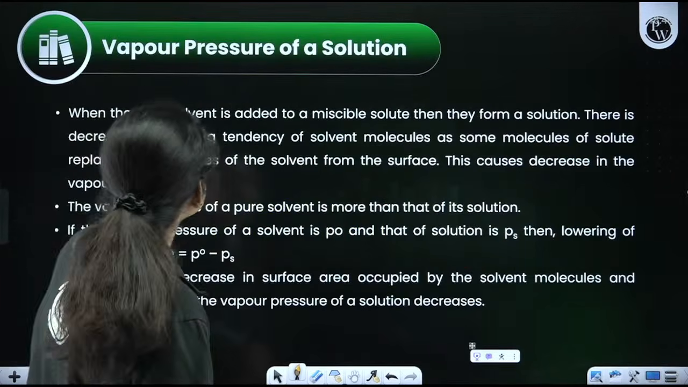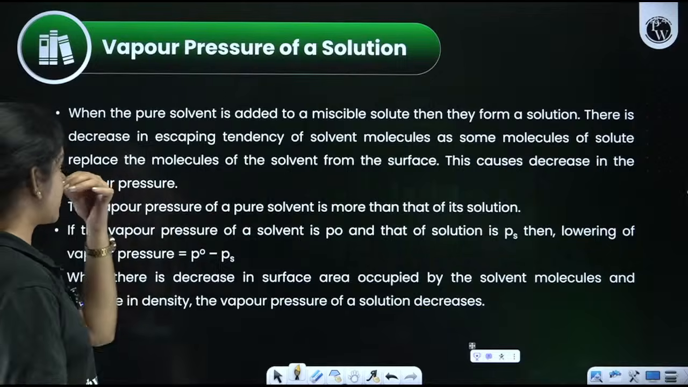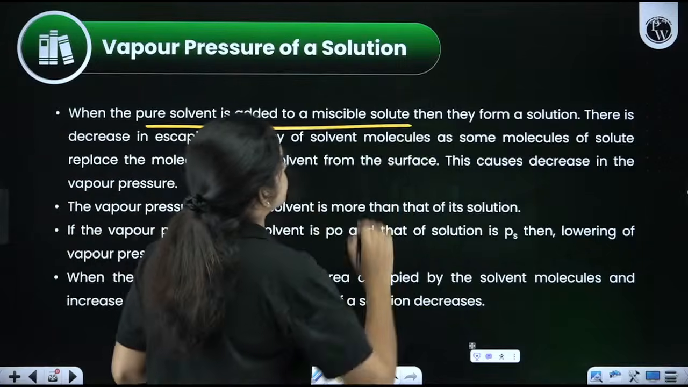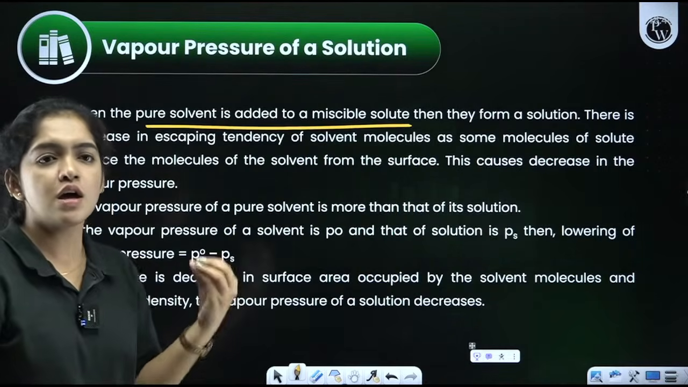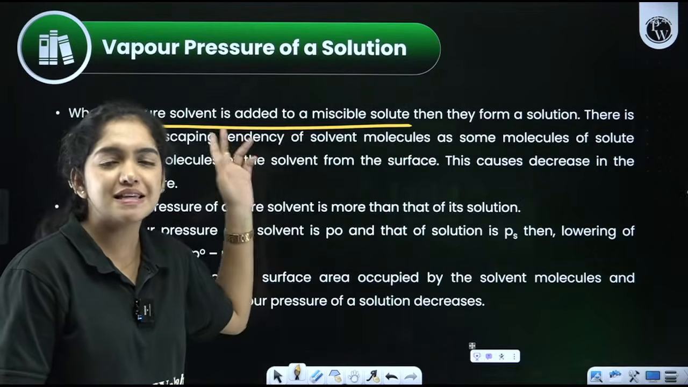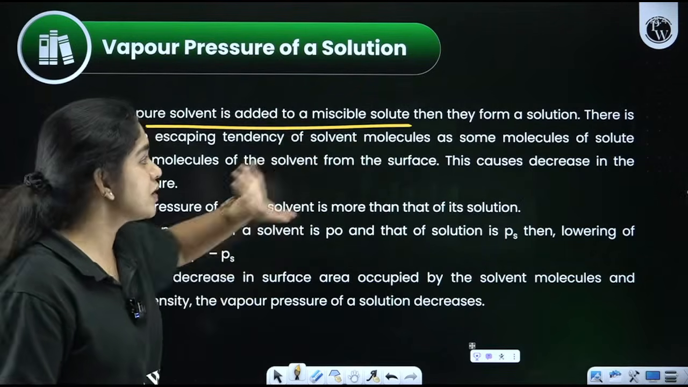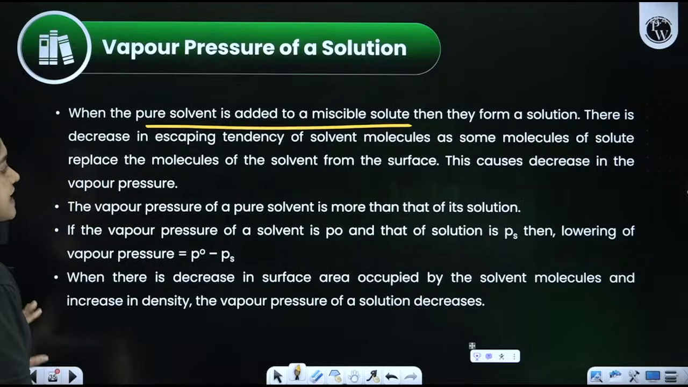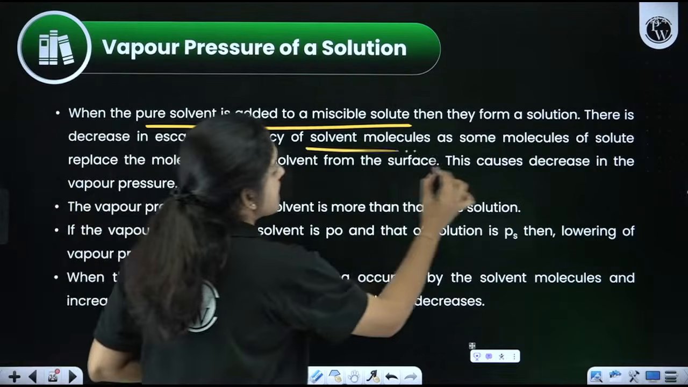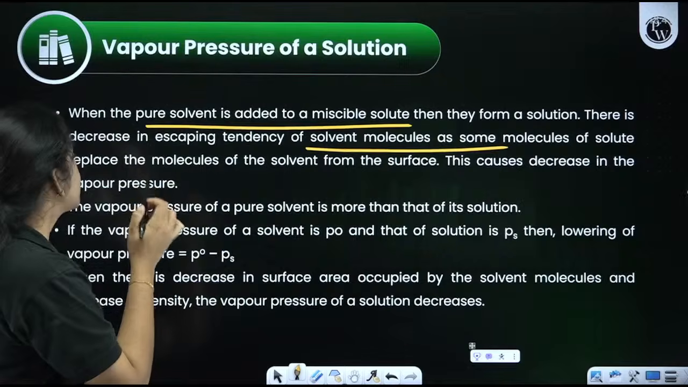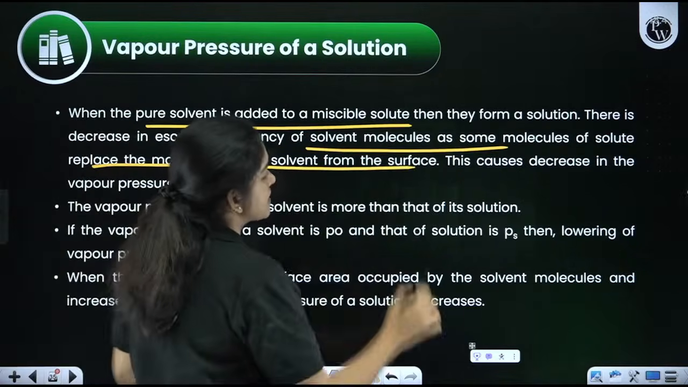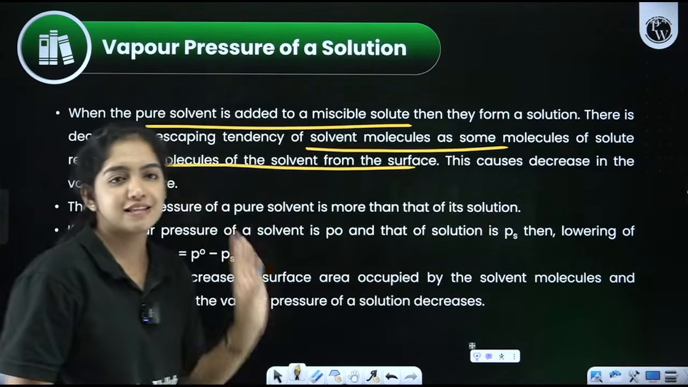Now, the vapor pressure of a solution that we now discussed. When a pure solvent is added to a miscible solute, they form a solution. We know how a solution is formed. By mixing a solute and solvent, it will form a solution, right? There is a decrease in the escaping tendency of solvent molecules as some molecules of solute replace the molecules of solvent from the surface. This causes the decrease in the vapor pressure.